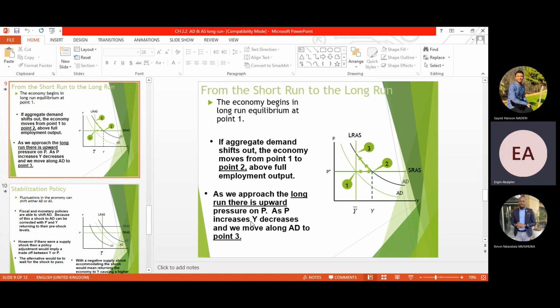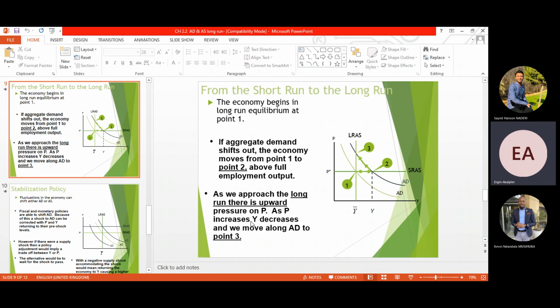The economy begins in the long run equilibrium at point 1. As you are observing, we are in the equilibrium. At point 1, if aggregate demand shifts out, because the short-term aggregate supply is fixed, the economy moves from point 1 to point 2, above full employment output, because this will accelerate and shift the aggregate demand. As we approach the long run, there is upward pressure on prices. As prices increase, Y decreases, and we move along the aggregate demand to point 3.